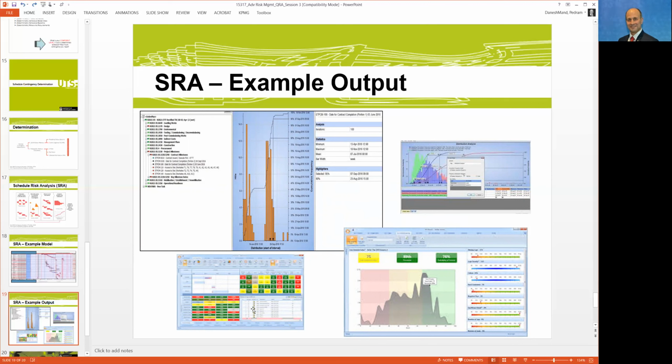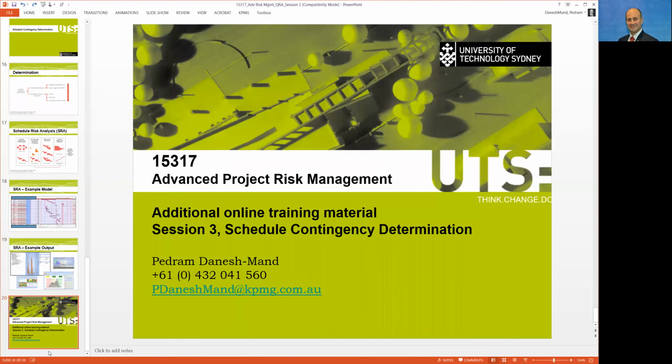Then the last two that you see here at the bottom are just related to the schedule health check. So there are a number of platforms that can help you to run the schedule and making sure that the schedule actually does have a good quality before you run the SRA. And I think that's about it for today.